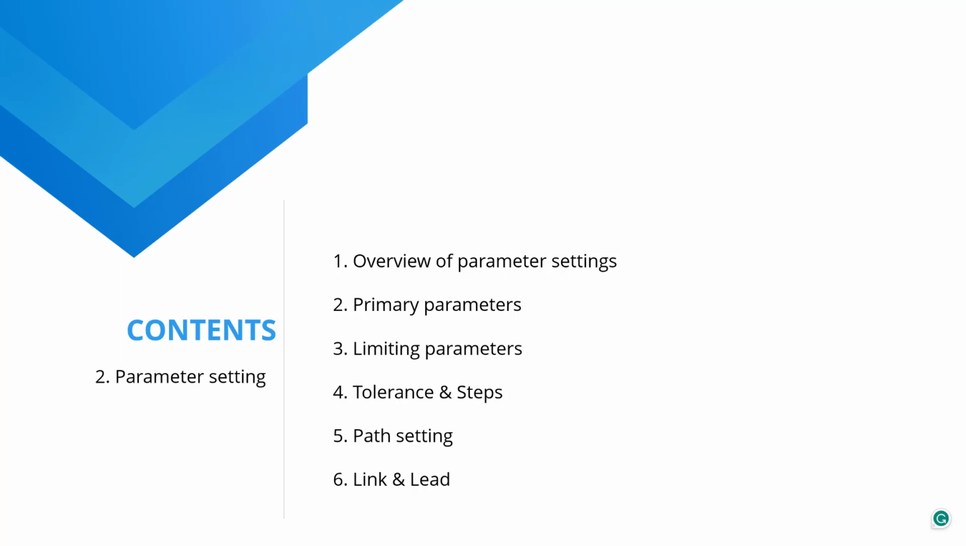Alright, let's move on to the second part: parameter settings. The parameters involved in turning operations are similar to those in 2x and 3x milling. They consist of primary parameters, limiting parameters, tolerance and steps, path setting, link and lead. Next, we'll go through the key and commonly used parameter settings one by one.